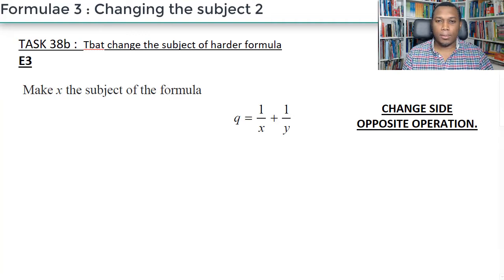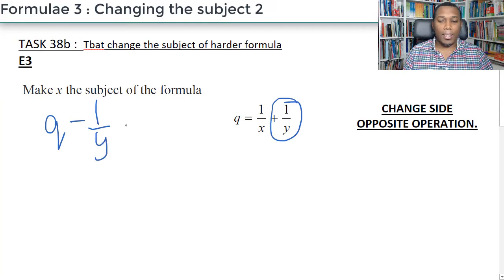Now we want X to be the subject. So I want X all by itself. So the first thing I will do is plus 1 on Y needs to go onto the left-hand side. Change the side, change the sign, or do the opposite operation. Instead of adding 1 on Y, I want to take it away. So I'll write as my first line, Q, take away 1 on Y is equal to 1 on X. Okay, that's the starting point.